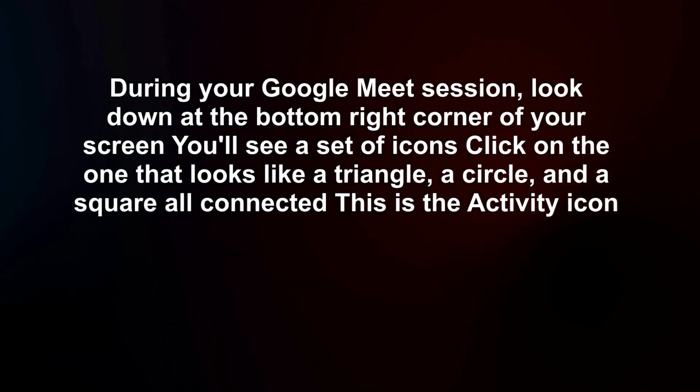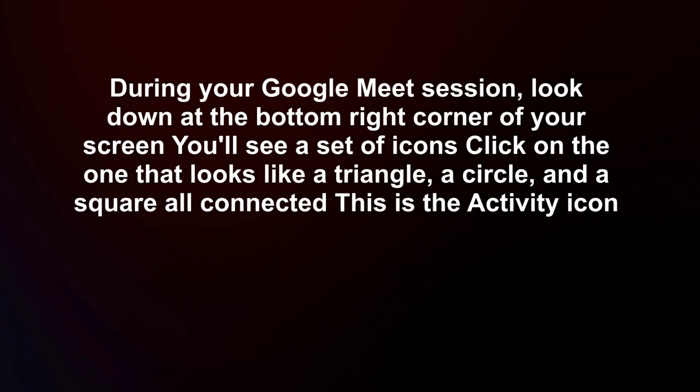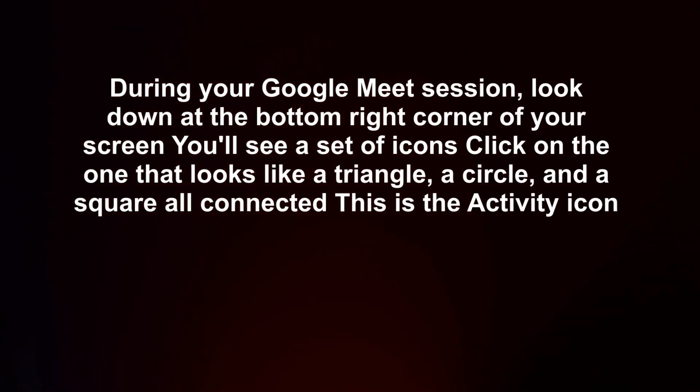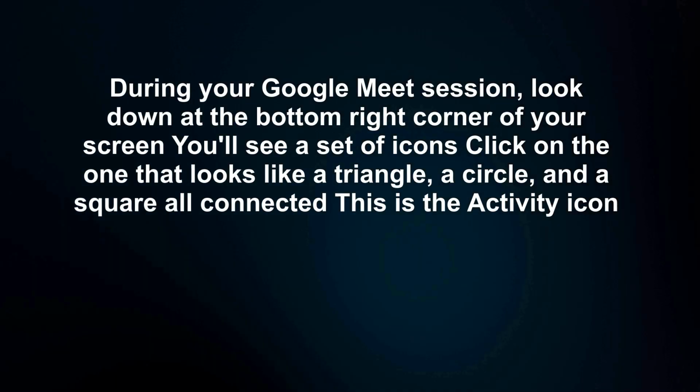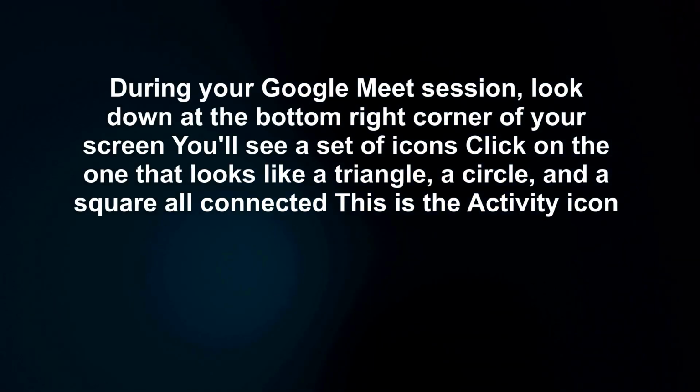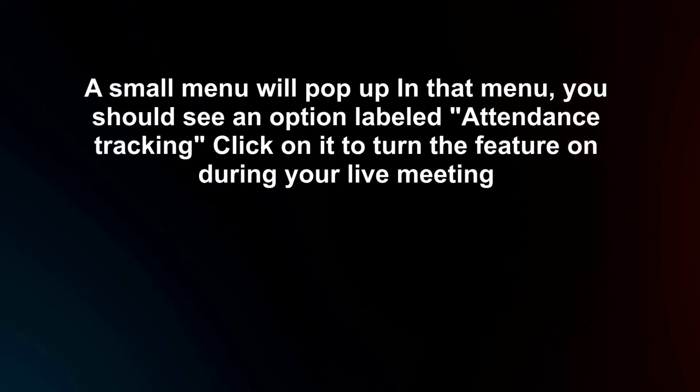During your Google Meet session, look down at the bottom right corner of your screen. You'll see a set of icons. Click on the one that looks like a triangle, a circle, and a square all connected. This is the activity icon. A small menu will pop up.